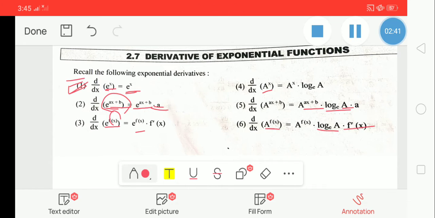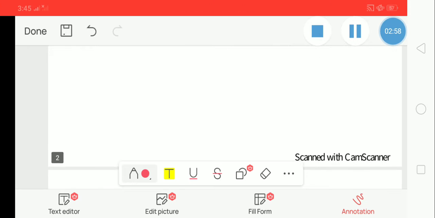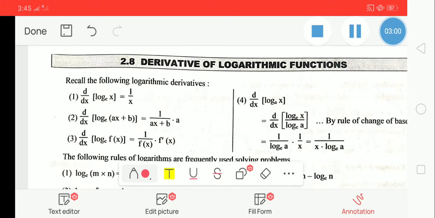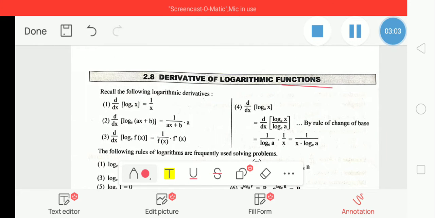So these are the 1, 2, 3, 4, 5 and 6 formulas of the exponential function. Only 6 formulae here, so it takes only 5 or 6 minutes to learn these formulas by heart. Then next is logarithmic formulas. Now we are studying logarithmic formulas. First is very simple: d by dx of log of x gives 1 by x.